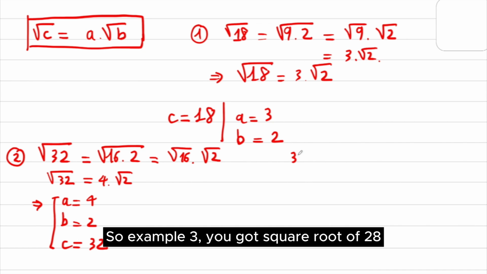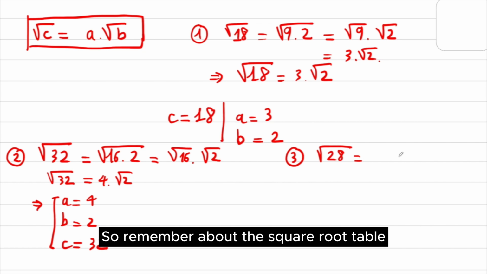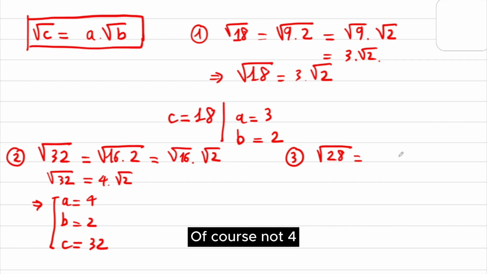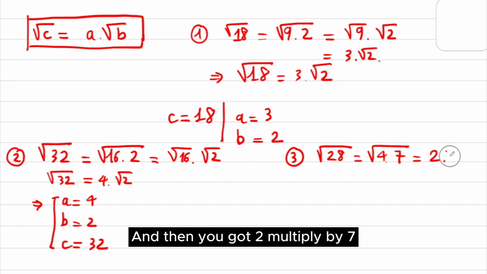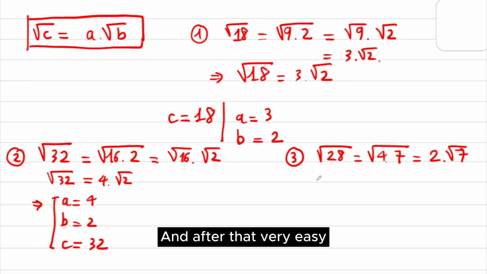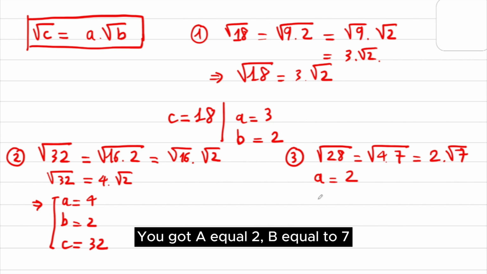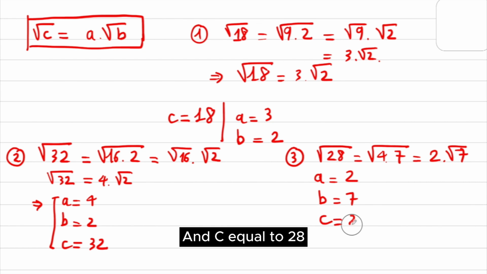Okay, example 3, you got the square root of 28. Remember about the square number table. 1, of course not. 4 and 28, yeah, it's possible. 28 is 4 times 7, and then you got 2 multiplied by the square root of 7. After that it's very easy: A equal to 2, B equal to 7 and C equal to 28.